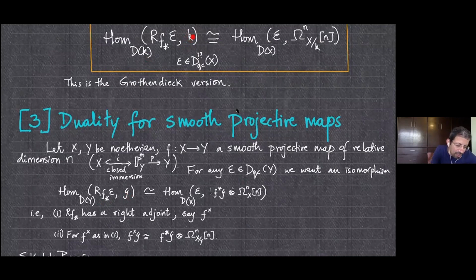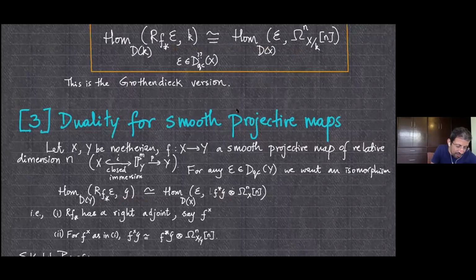All complexes are direct sums of shifts of the field K itself, copies of K itself. Whereas in general, you will have more complicated G here. So instead of putting K here, I have just put an arbitrary complex G. And for K, I had omega_{X/Y}^n. So now I will put Lf upper star G and tensor with omega^n_{X/Y}. So that generalizes this one. So this is Grothendieck's version.